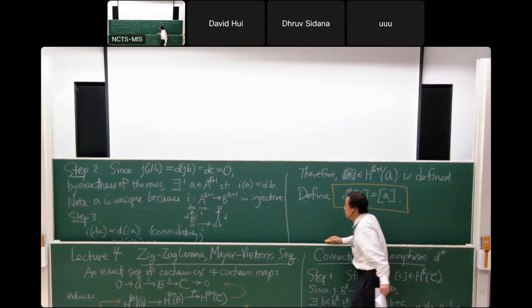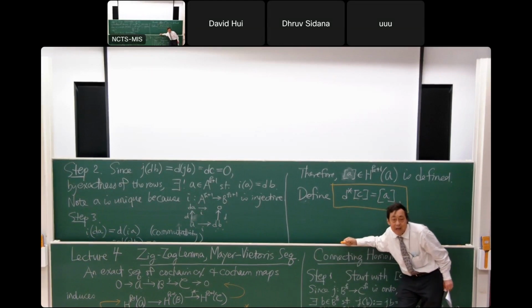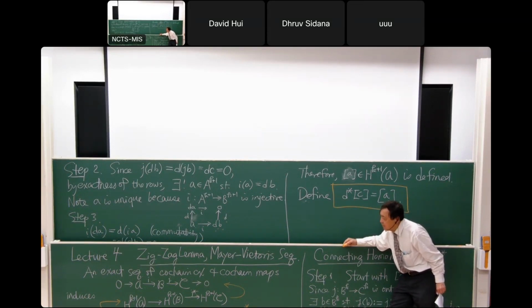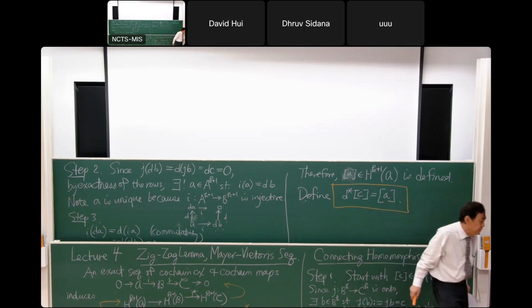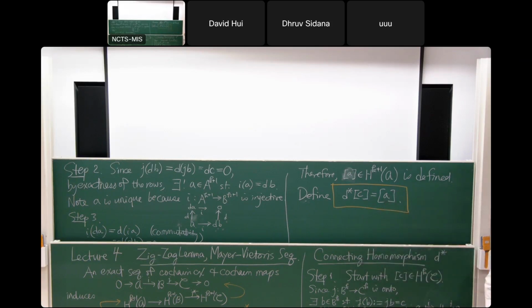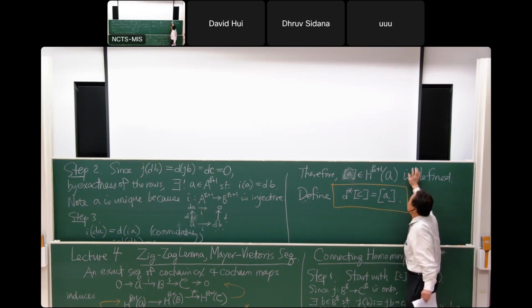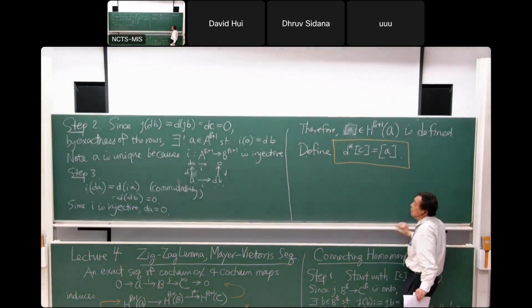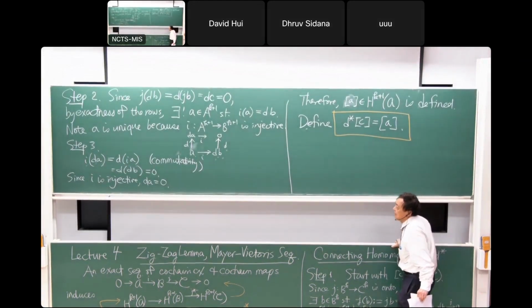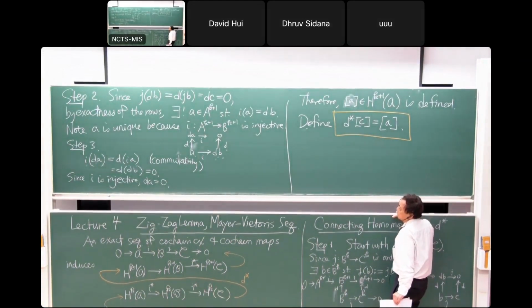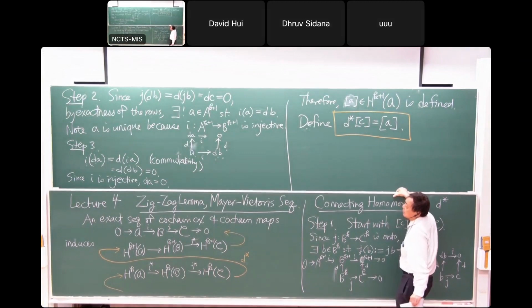Okay, so that's a connecting homomorphism. Now, once you make a definition, well, you have to make sure that it's well defined. And in this construction, I have made some choices. Okay? So we really have to show that the construction is independent of the choices made. Now, can you tell me what choices I have made in this construction, in these 3 steps?